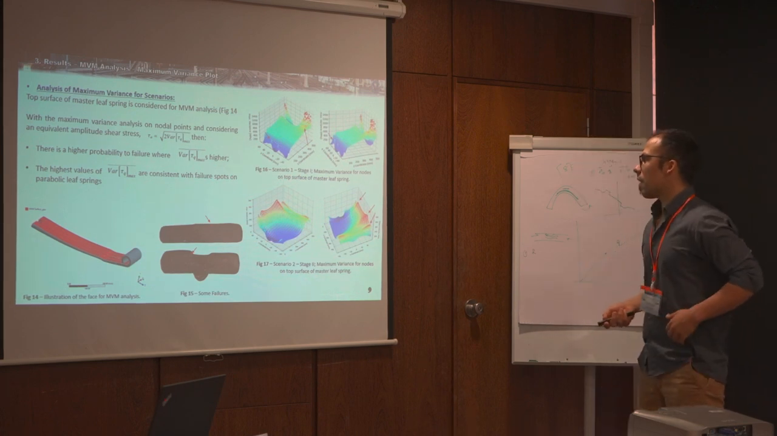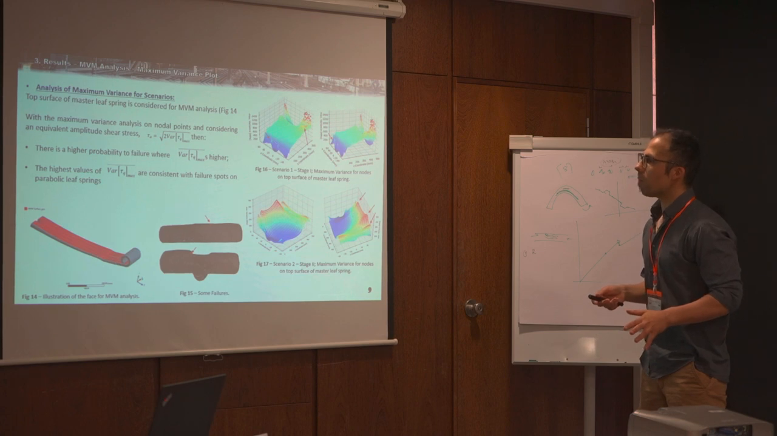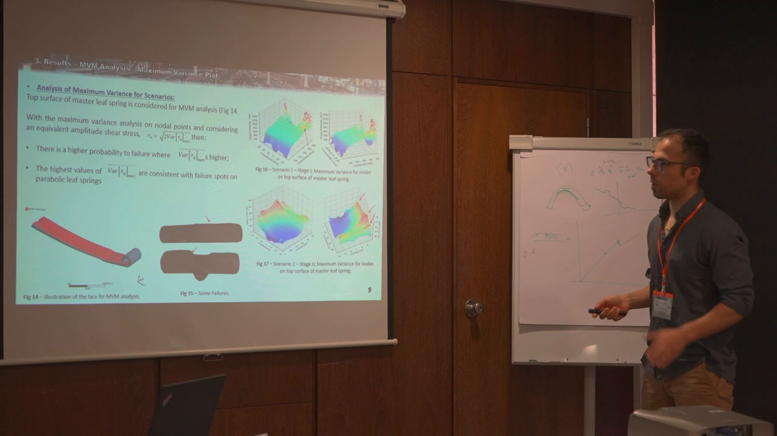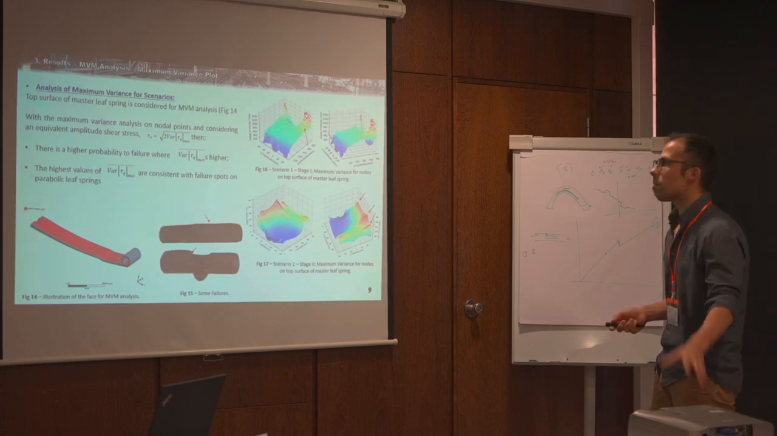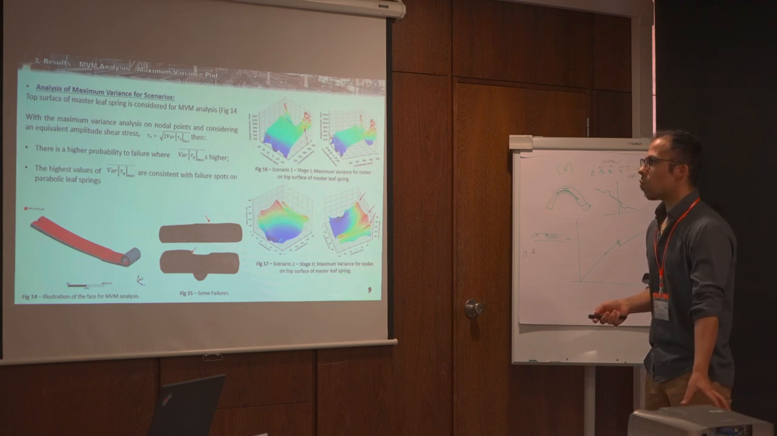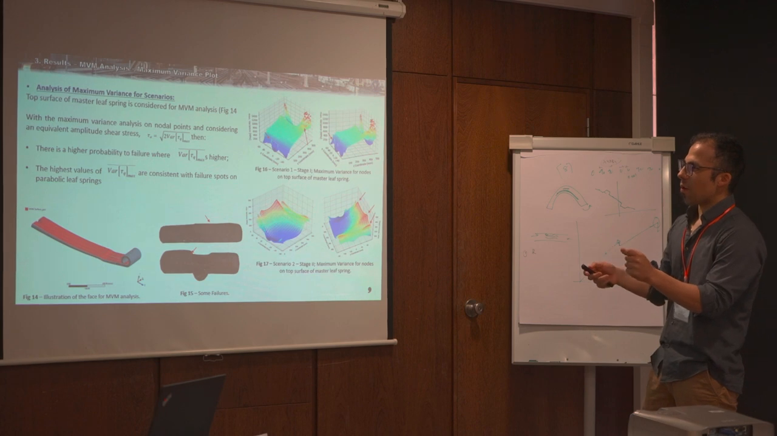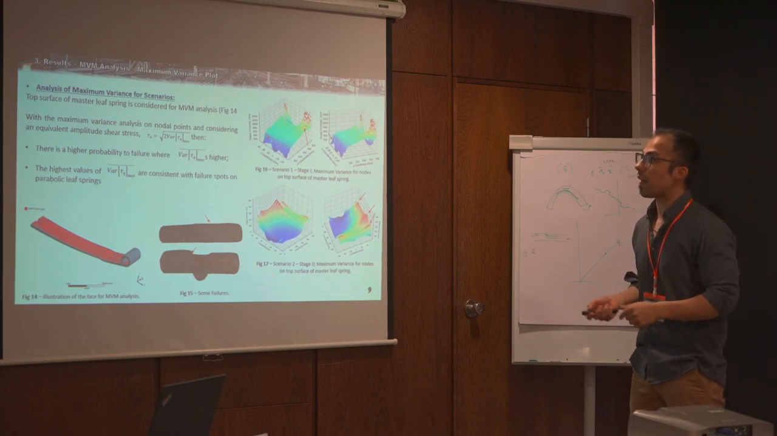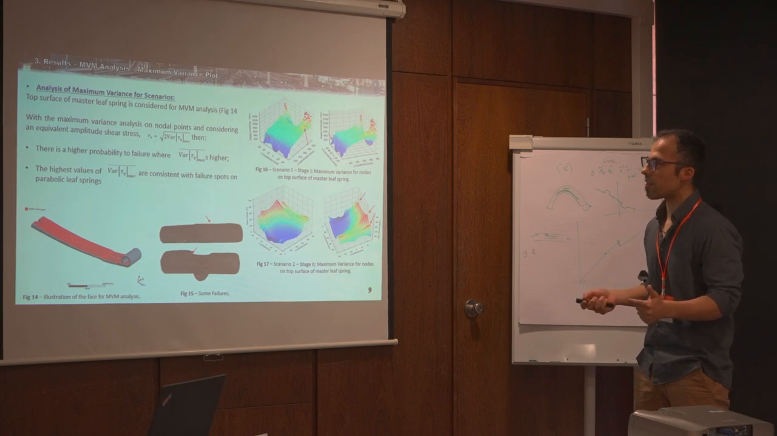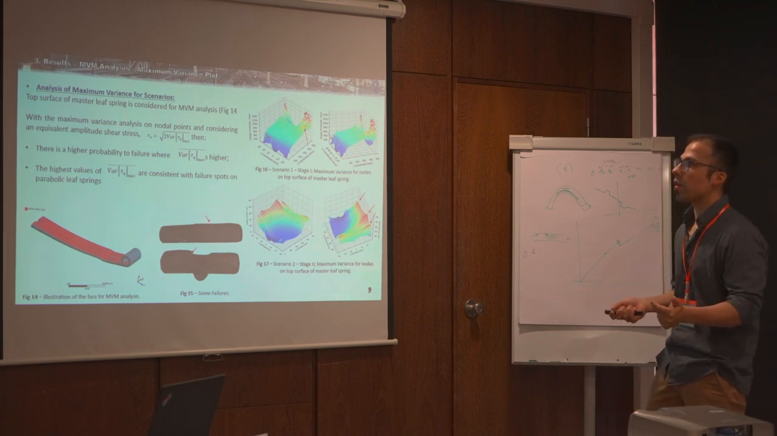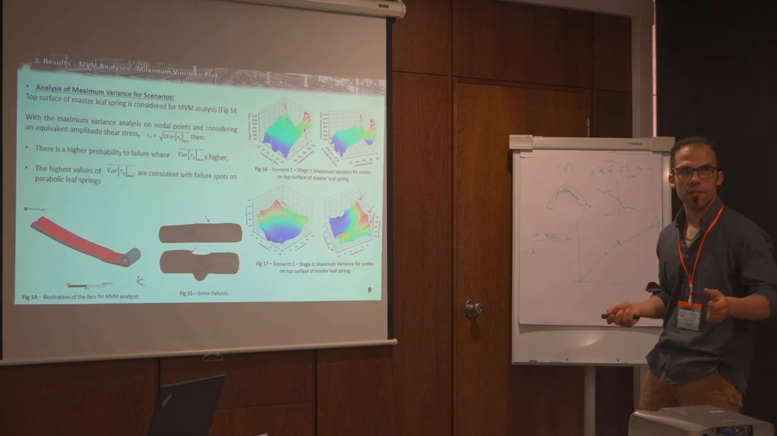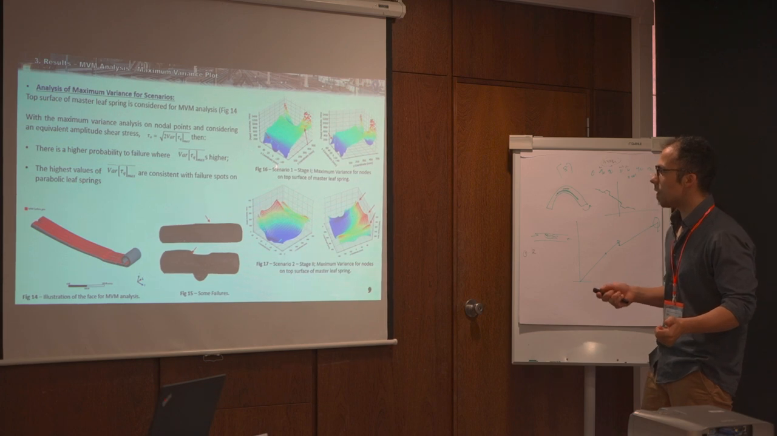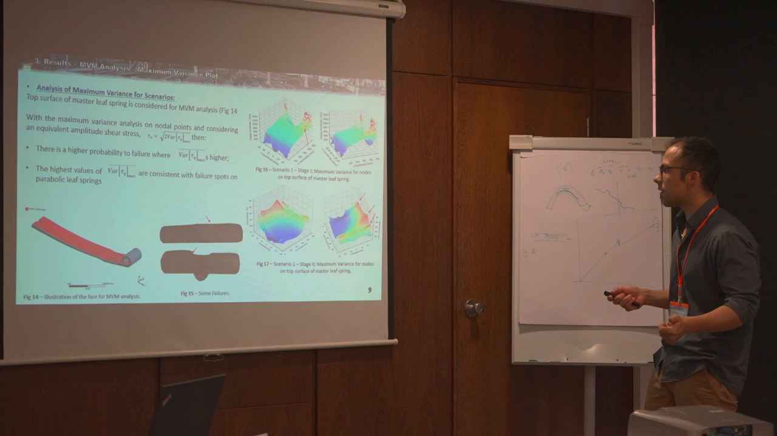Well, I presented here a comparison between some failures that appear in parabolic springs and the maximum variance method. With the maximum variance analysis, if we make it in each nodal point, and considering an equivalent amplitude shear stress given by this formula, there is high probability of failure where the variance of the resolved shear stress is maximum. So we can see in these figures that there is a maximum on the lateral side and on the notches.